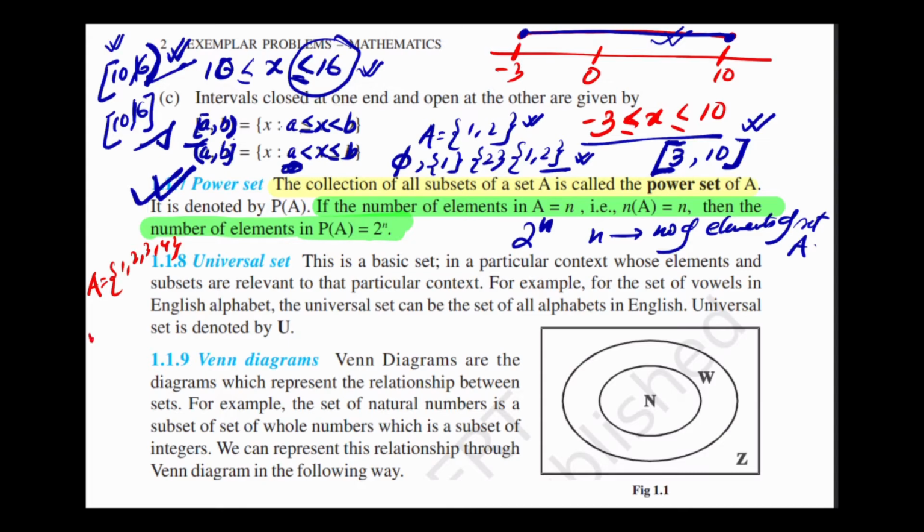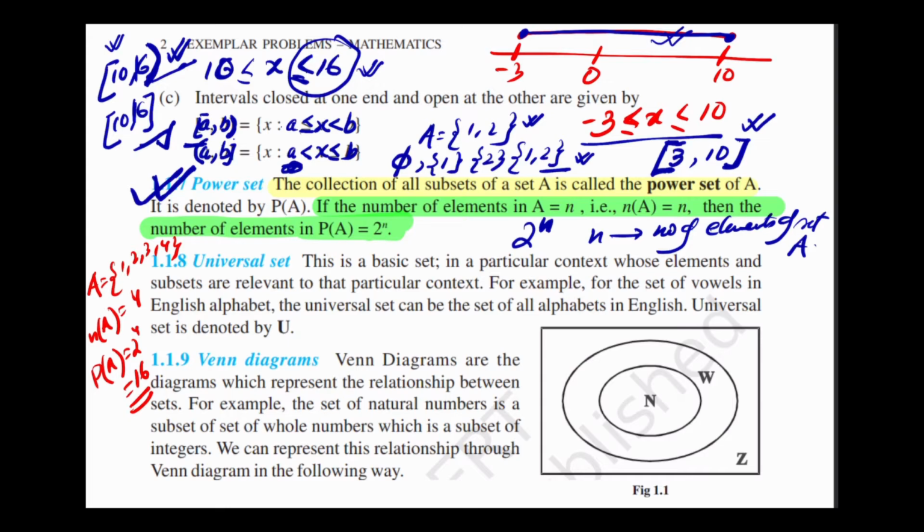And now you check. Just now we said the number of elements in A is equal to what? 4. So the power set of A will be what? 2 power 4. So that is equal to what? 16. Clear? Whoever got 16, very well and good. Very simple question, very simple answer.